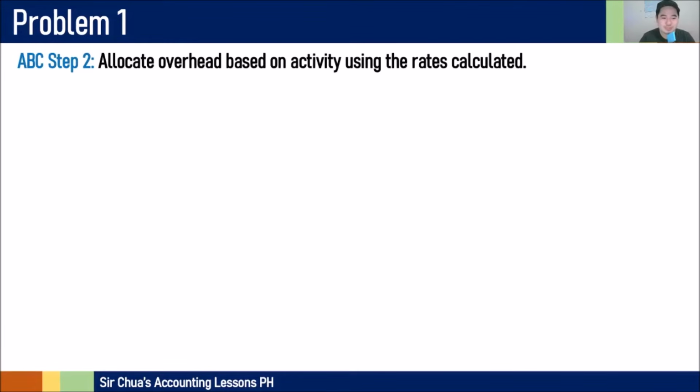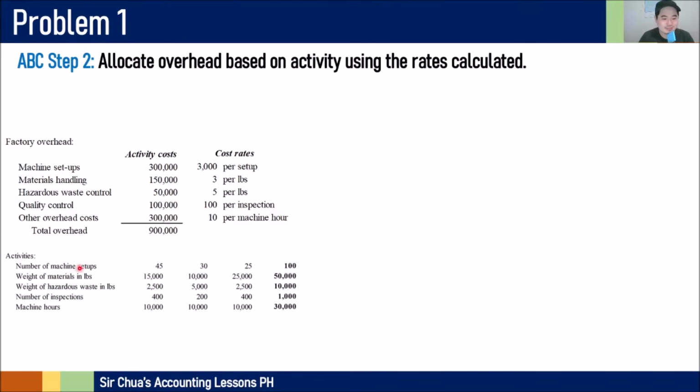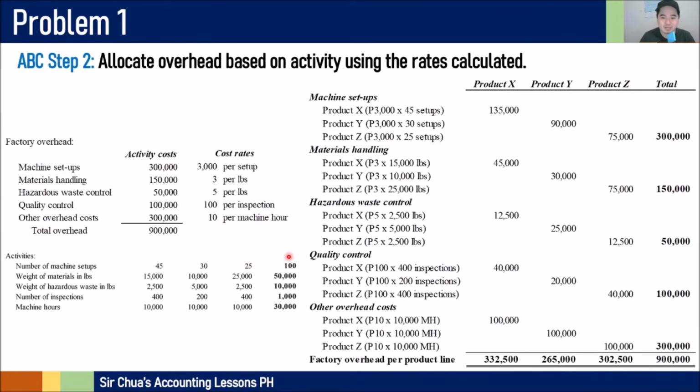Okay, your step 2 is to allocate overhead based on activity using the rates calculated. So, ito po yung mga rates na na-calculate natin kanina, which is 3,000 per setup, 3, 5, 100, 10. Okay? Tapos, ito po yung mga activities natin kanina. For product X po ito, hindi ko na naman nalagyan ng label, parang kayo. Okay? Tapos, ito po yung product Y at saka product Z, tas yung total. Okay? So, paano na po natin i-allocate yung overhead?